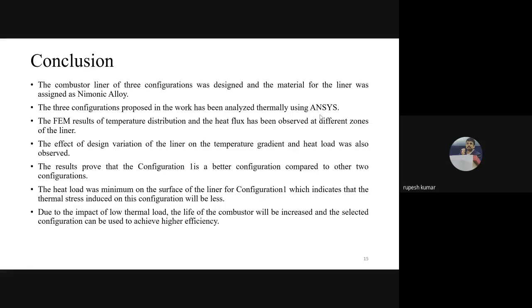So we have come to the conclusion that as the heat load at configuration 1 was the minimum, the thermal stress induced on configuration 1 will also be less. Because of this low thermal load, the life of the combustor can be increased, and the selected configuration can be used for burning fuel for a long time, so that we can achieve higher efficiency.